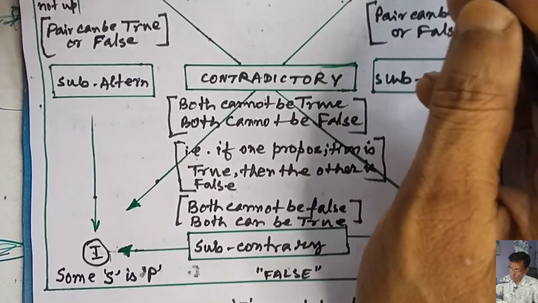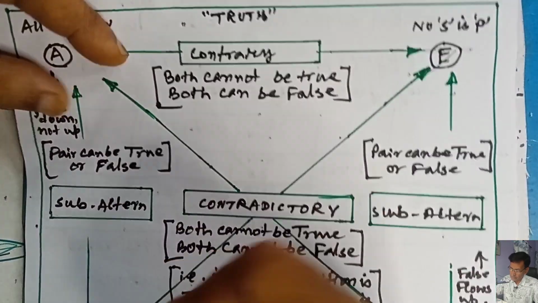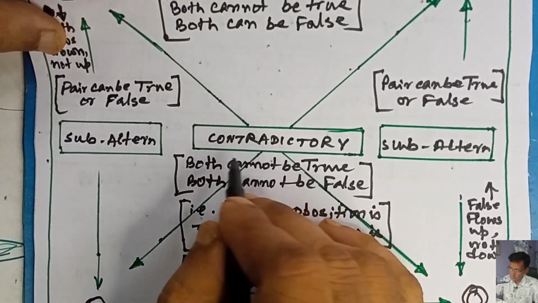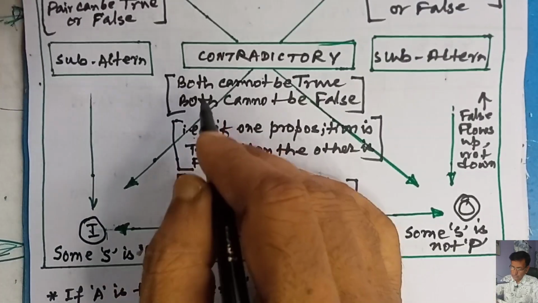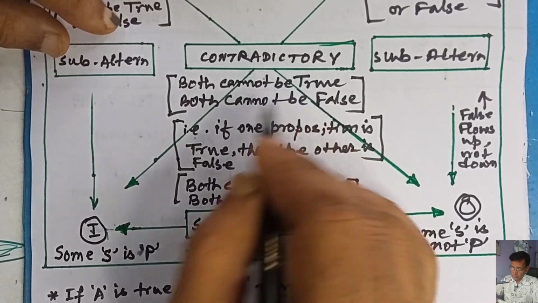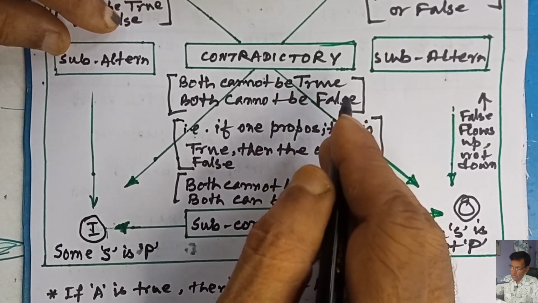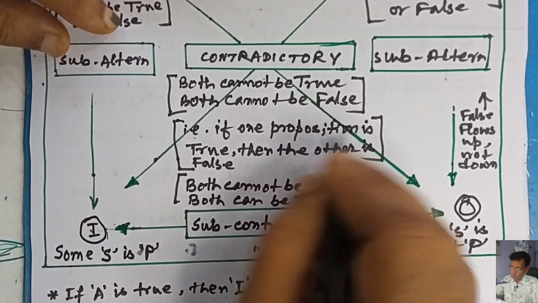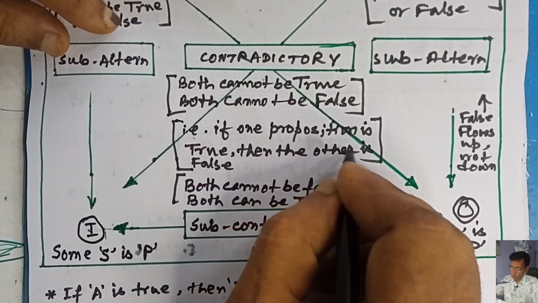There is a diagonal relationship too between E and I and between A and O. This diagonal relationship is contradictory. In case of contradictory, both cannot be true, both cannot be false. That is, if one proposition is true, then the other is false.